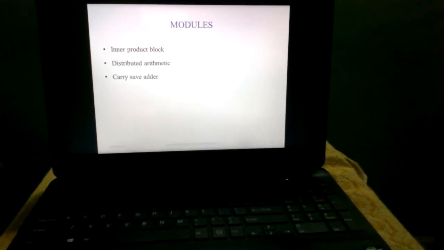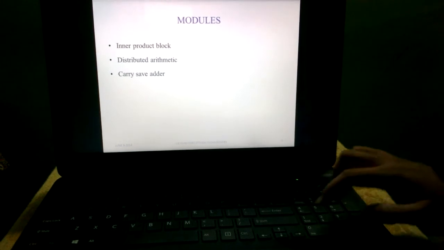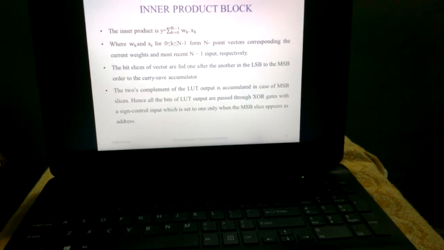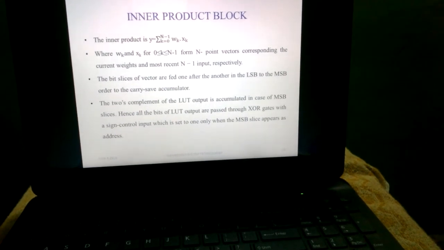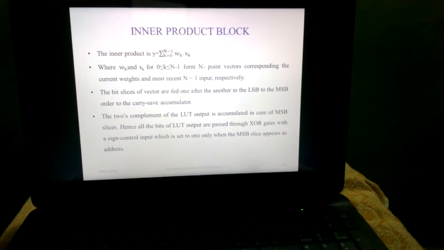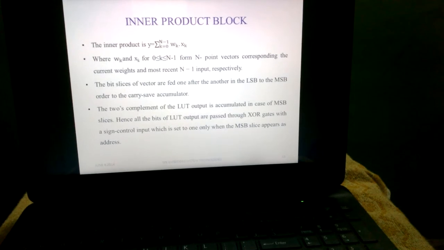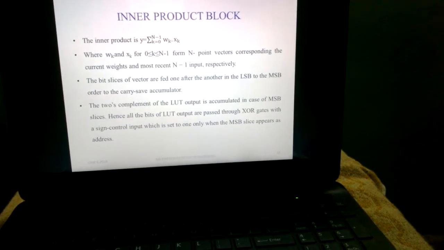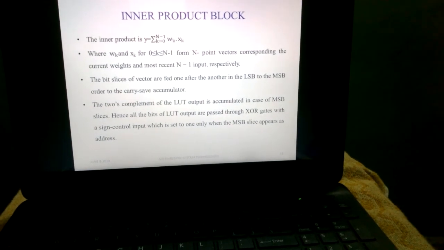Modules involved in the FIR filter design are the inner product block, distributed arithmetic and carry save adder. The inner product block operation is based on the summation of k equal to 0 to n minus 1 of wk into xk, where wk and xk take the values between 0 to n minus 1 of the current weights and the inputs of the filter.